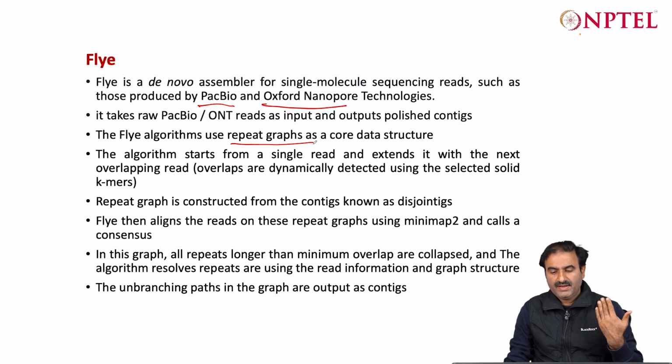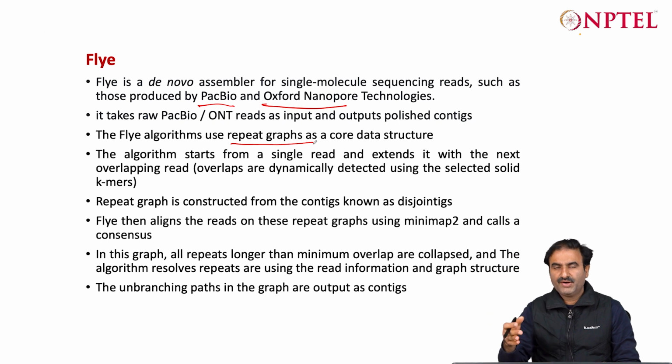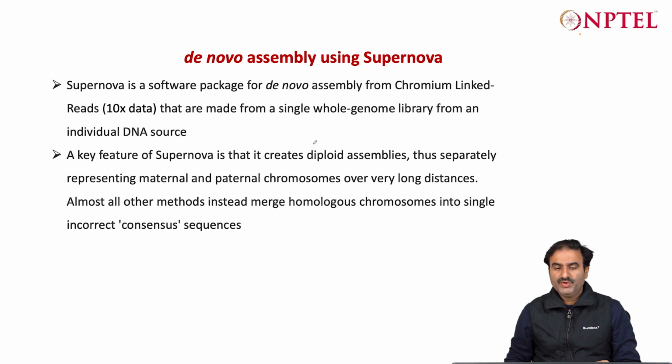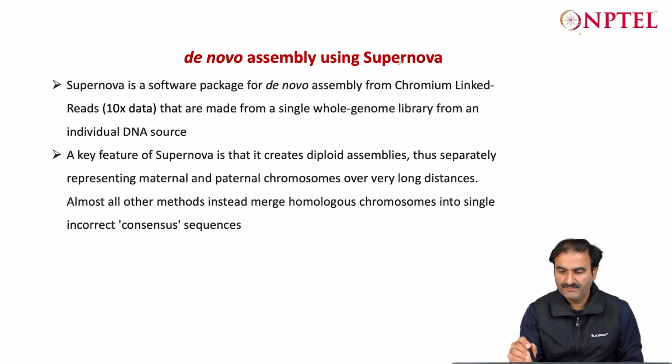Then it prepares a layout of all the reads and then builds the consensus. So it has different modules to do each and every step. We'll be doing the Flye software in detail in the next lecture, so I am not going into detail of this. I will introduce another assembler, that is Supernova.